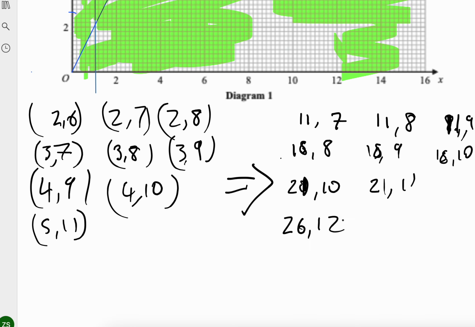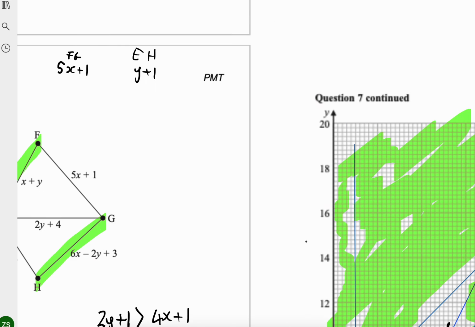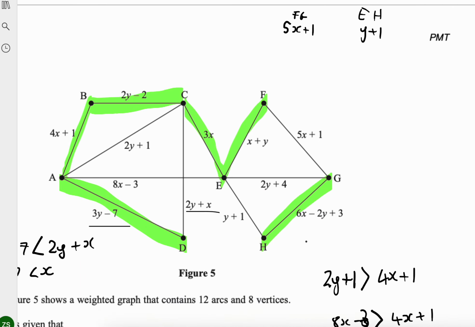What do you notice about all of these? Which is bigger, the x value or the y value? The x. So in every case, y plus 1 is smaller. How do we choose which path to add when we're connecting to the minimum spanning tree? The smallest. So by that logic, EH is in our minimum spanning tree.